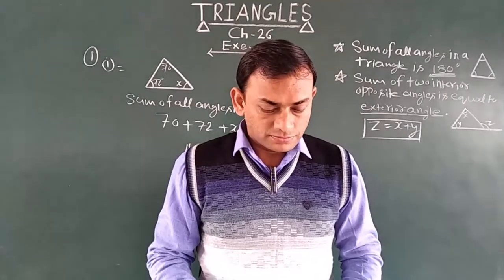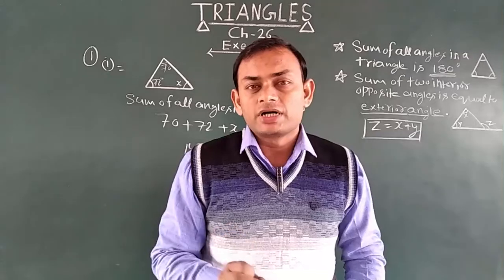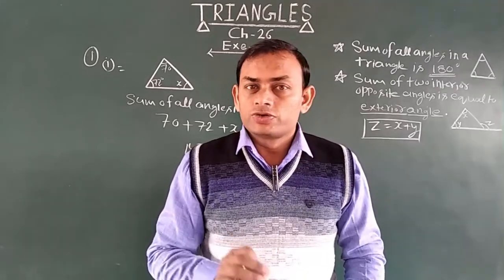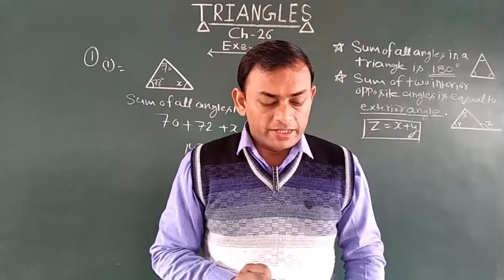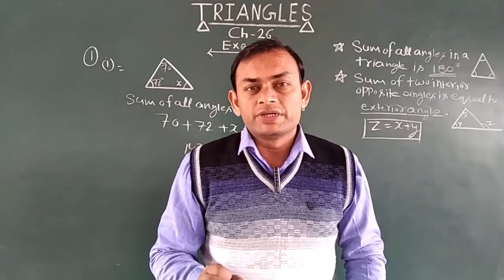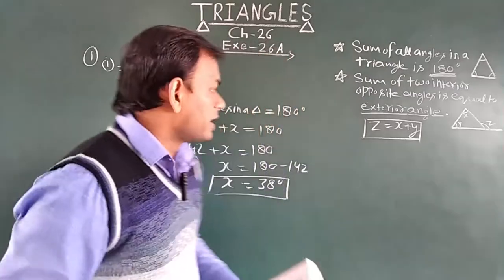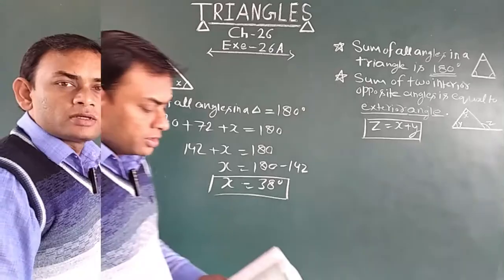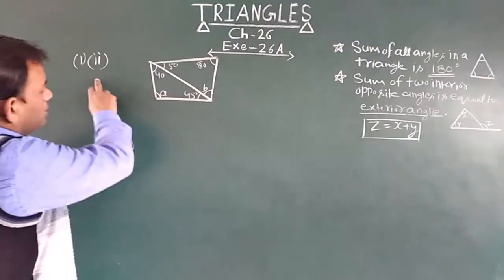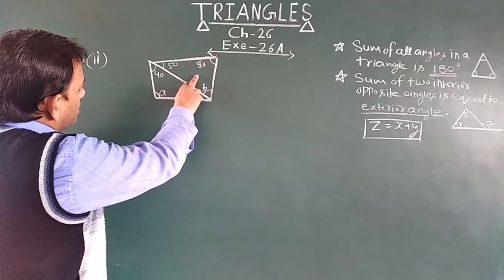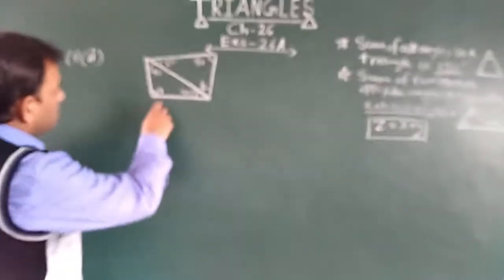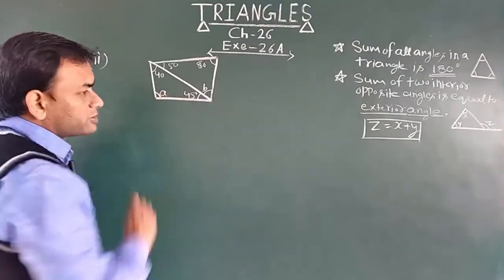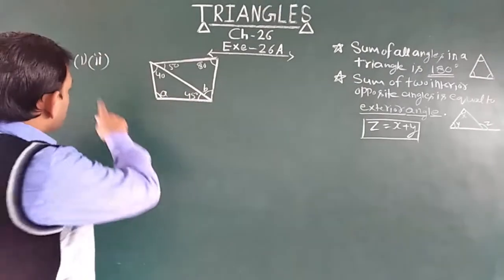Got it? Now the second part and the third part of this question are exactly the same. In the second part, two triangles are given and you have to find the angles A and B in both triangles. The method to find the unknown angle is exactly the same. Got it? In the second part of question number 1, you can see that two triangles are given, and in both triangles you have to find angle A and angle B.